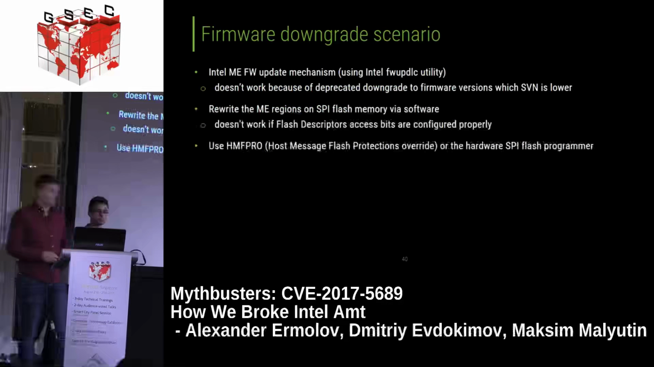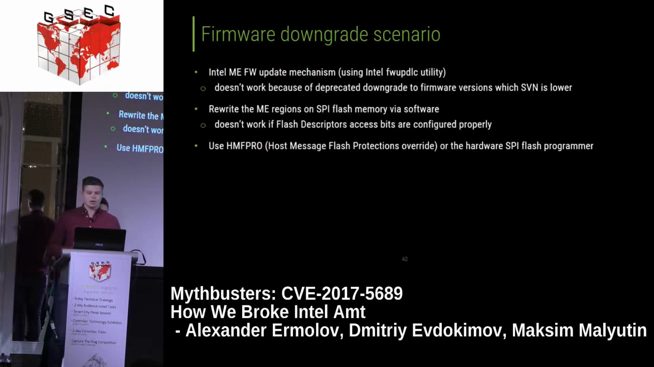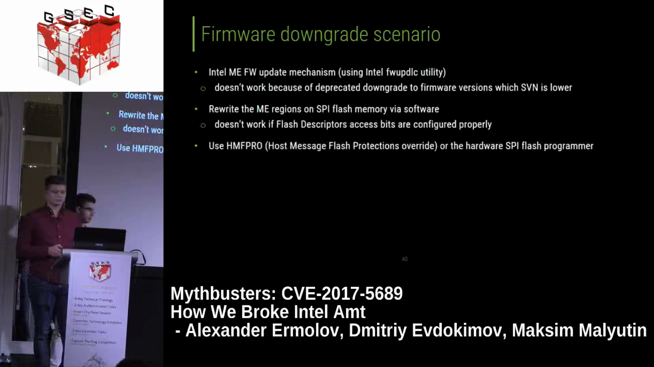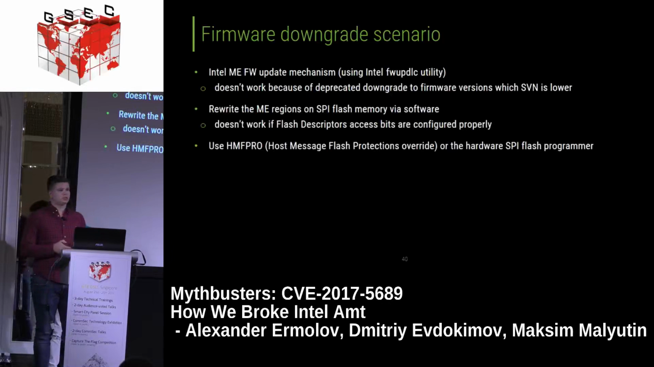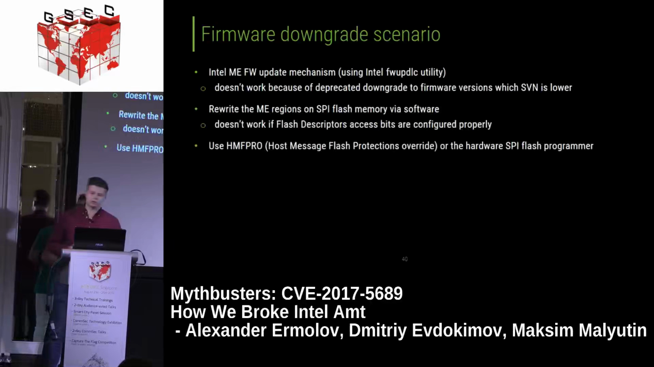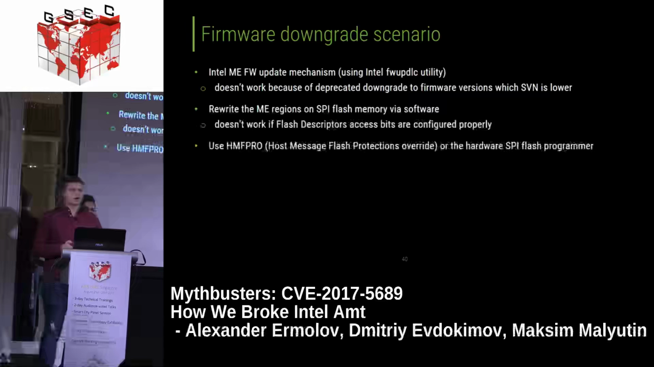Of course, after patch releasing, we checked a downgrade attack. But Intel ME firmware could easily be downgraded if the SVN number was increased. In that case, flash write access is needed. So on a system with unlocked SPI flash regions, in most cases the access permissions are properly configured. So sending the host message flash protection override to Intel ME using the hardware SPI flash programmer should do the trick.